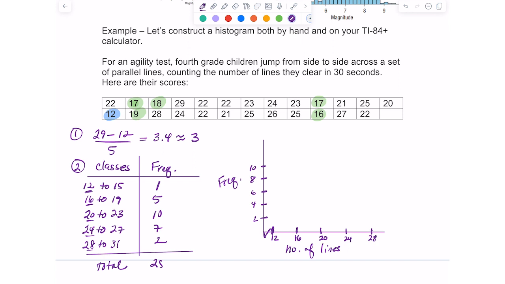And now all I'm going to do is just draw a bar up to the frequency. So I know for 12 to 15, that's a little bit too high. There's only one, right? So I'm just going to go maybe till about there. Okay. And then for the next bin, I'm going to go up to 5. And then my next one is going to be 10.